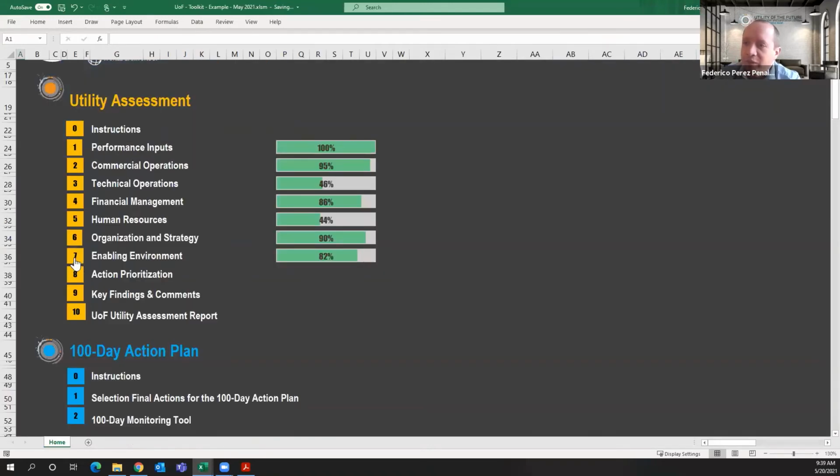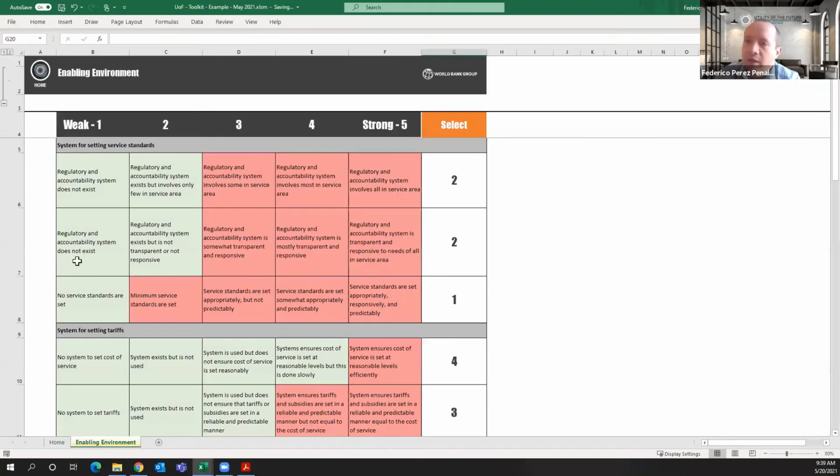Okay, then the final step is the enabling environment. You will see the different levels of the way to measure the enabling environment. You will see from weak to strong. And here you just have to select one of these levels.